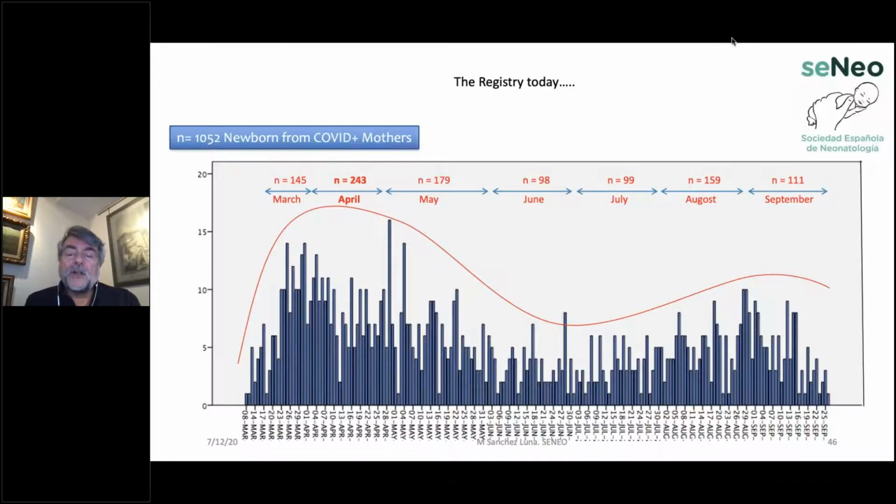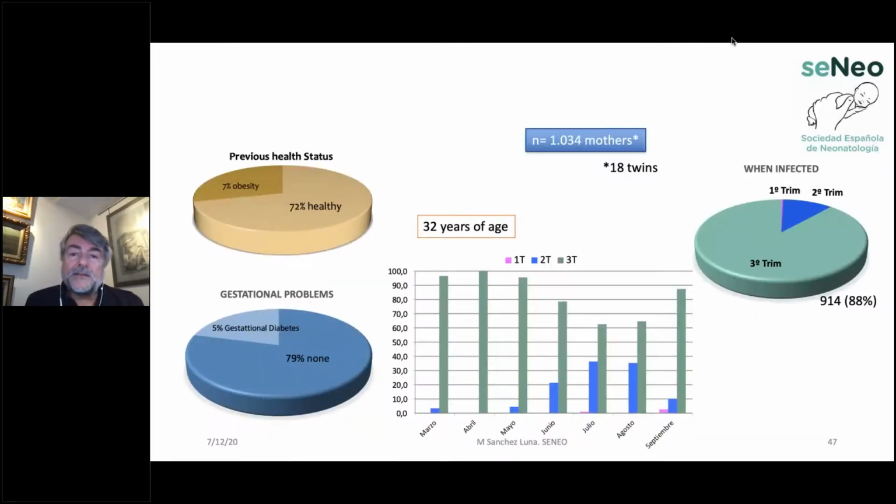So this is today the picture of the pandemic in our registry, and you can see very nicely how the 2 waves appear. The very first wave decreases at the end of May, and the second wave began again at the beginning of August. So today we have more than 1,000 mothers infected by the COVID sending data to the registry.